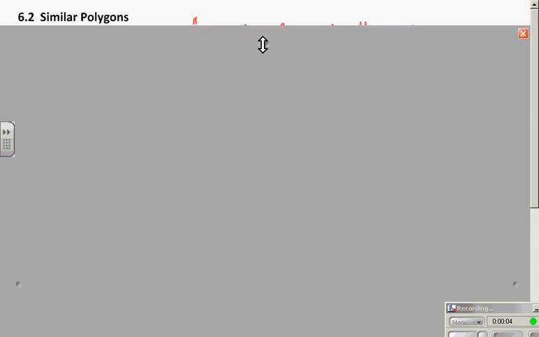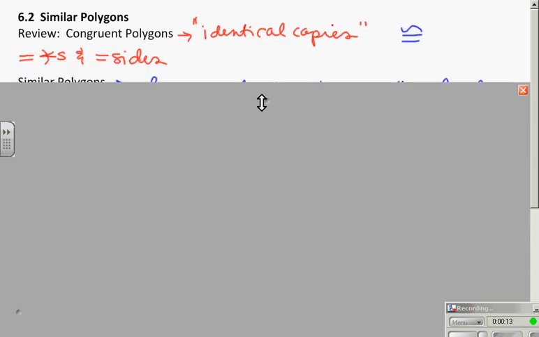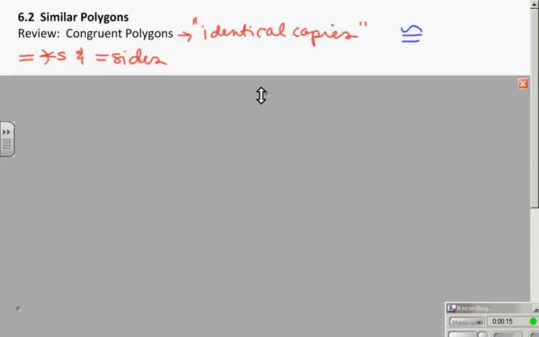All right, so today's lesson is 6.2, and this takes us through similar polygons. Before we can get to similar polygons, I want to quickly review an old term, and that is congruent polygons. If you remember from the first half of this course, congruent polygons are ones that are identical. They're exact copies. They have equal angles and equal sides. And the notation was the equal sign with the little squiggly over it.